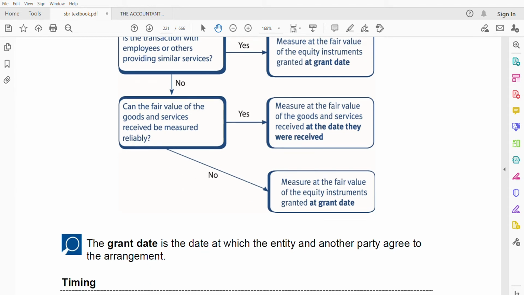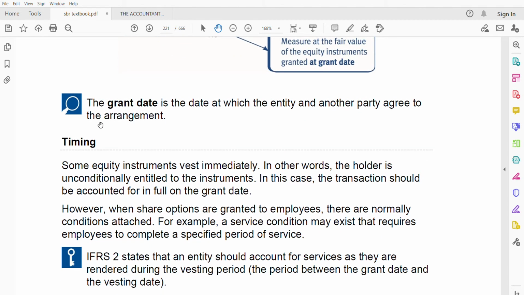What is the grant date? It is the date when an entity and another party agree to the arrangement. They decide, okay, in future, you are going to get this share option and you are going to get this number of shares. So that is known as the grant date. These things you have to know. What is the meaning of grant date, fair value? These things are heavily used in IFRS 2.